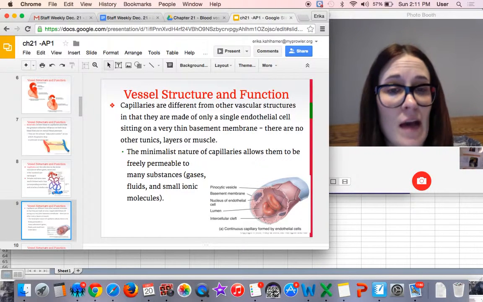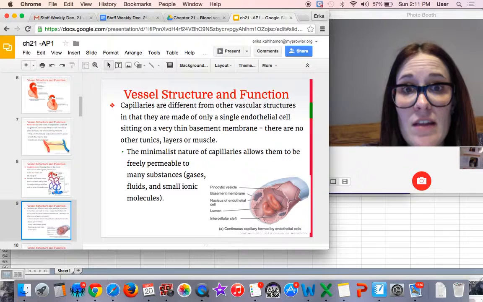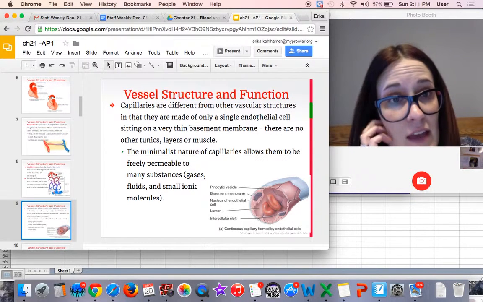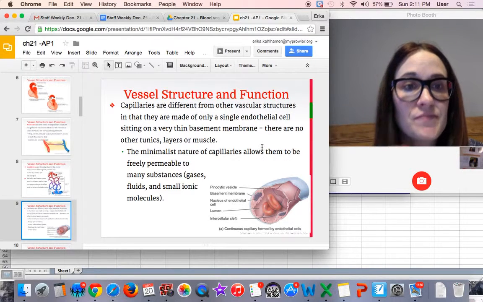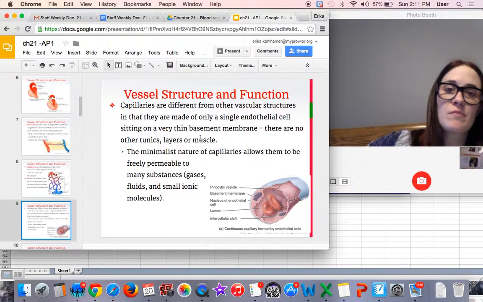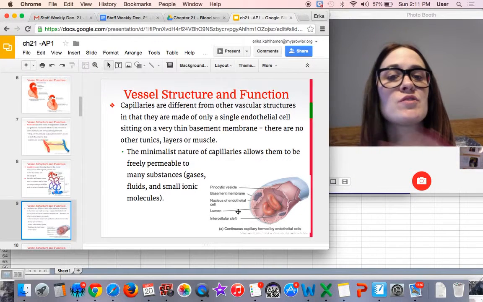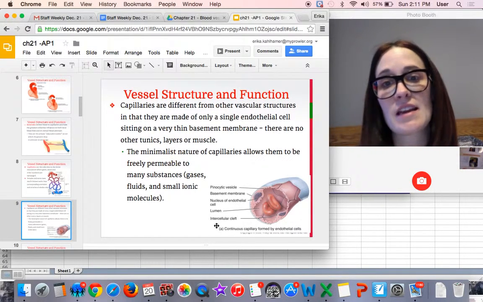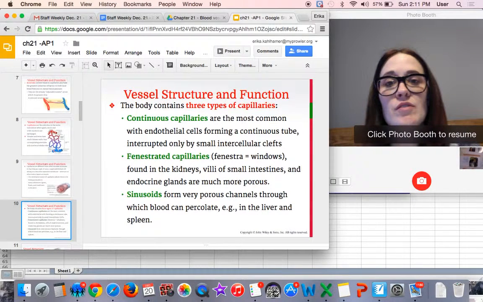A little bit more about capillaries. Like I said, they differ in structure from other blood vessels. They only have the endothelial lining, underline that, endothelial lining. There's no other layers. They don't have a muscular layer, so they can't really contract themselves. Because they're minimalist in their structure, they're very permeable to the diffusion of substances in and out, fluids, gases, other small molecules. Three types of capillaries.